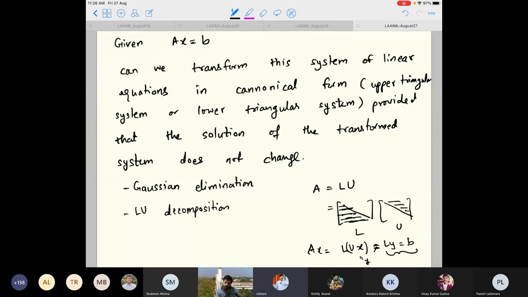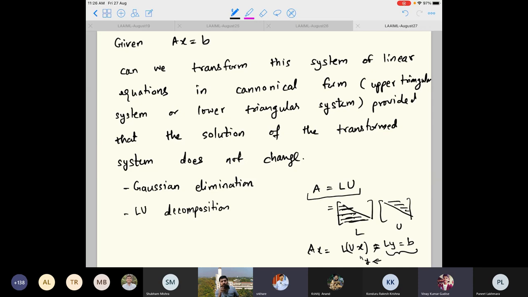Once you know what Y is, you come back, substitute that value of Y here, and solve this system UX is equal to Y. And what is the advantage? The advantage is that this UX is equal to Y, U is basically an upper triangular system. So by doing backward substitution, you can calculate X, which is the actual, original solution that you wanted to find out. So what is the objective? The objective is to write down matrix A in this particular form, L times U, lower triangular times upper triangular. Is that what you mean, Vinay, when you say LU decomposition?